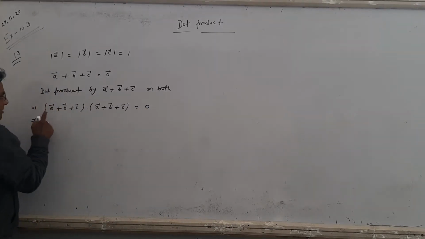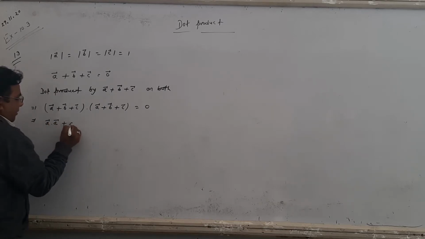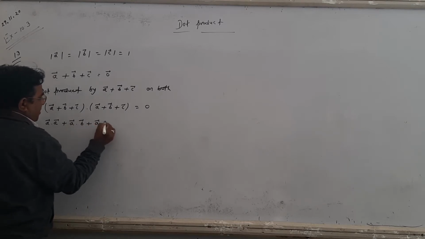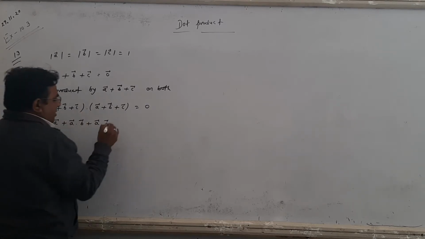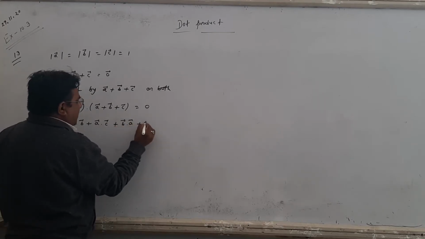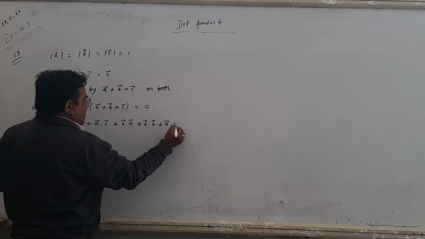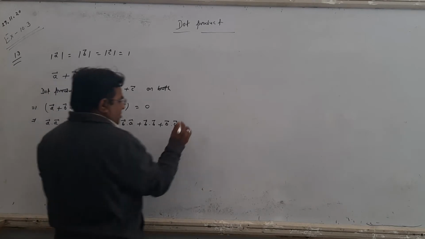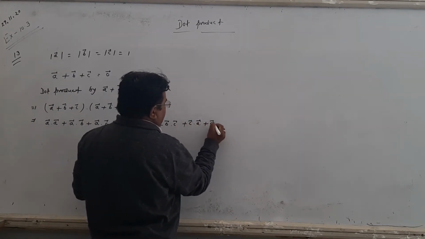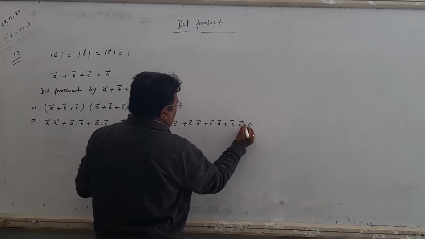Now multiply, that is A dot A, A dot B, A dot C. Same thing, vector B is multiplied, then B dot A, B dot B, B dot C. Same thing is again the dot product by vector C, then C dot A, C dot B plus C dot C equals 0.